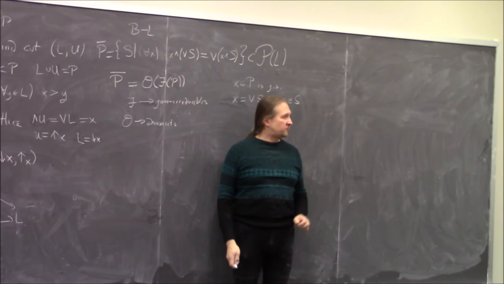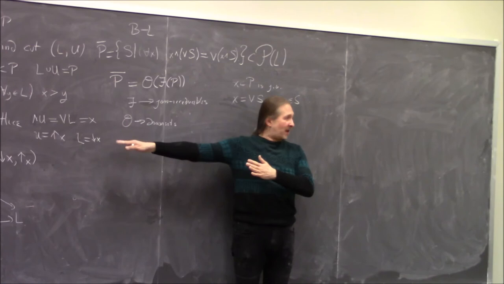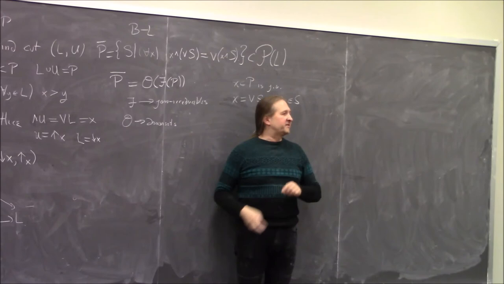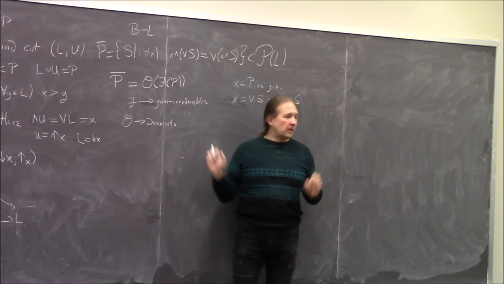A caveat going back to the beginning: everything by default is assumed finite, if not stated explicitly otherwise. So yes, certainly finite. For finite ones, all downsets are always distributive. So this is at least a distributive lattice.